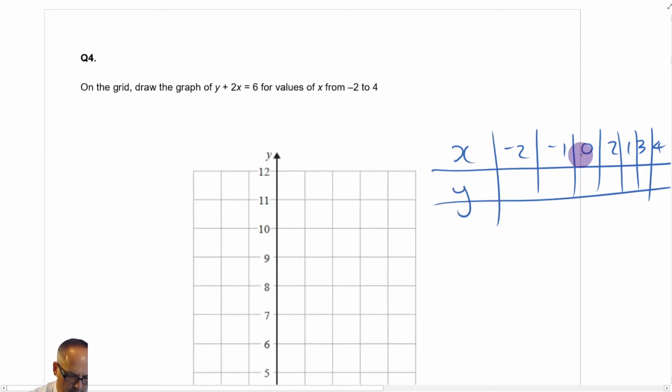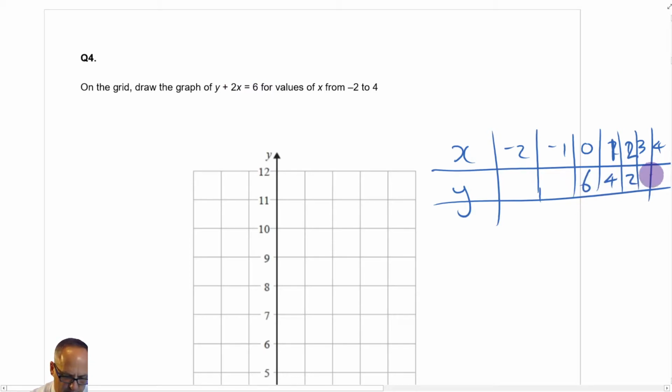So let's just write them out like a table. And we can find the y values. The 0 one's always easy. So put 0 in, we get 6 out. I've missed out, I put 1 and 2 the wrong way around. So put 1 in. So we get 2 times 1 is 2. Take away from 6 will give me 4. Put 2 in. 2 times 2 is 4. Take away from 6 is 2.